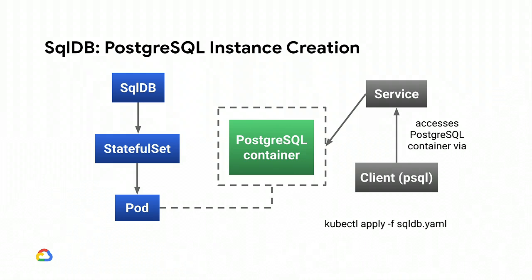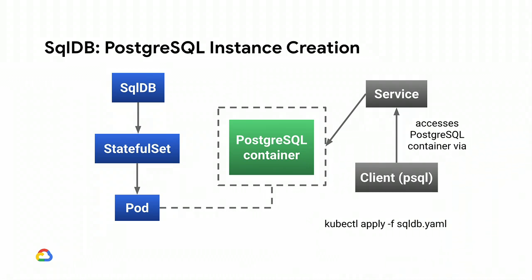Now let us go over the workflows for the Postgres database instance creation. What happens here is that the users create a SqlDB resource. When the controller observes the creation event, the controller creates a StatefulSet resource. In the spec of the StatefulSet resource, we specify Postgres as the container image. And then the StatefulSet controller, one of the primitives that we went over in session 1, creates the pods.